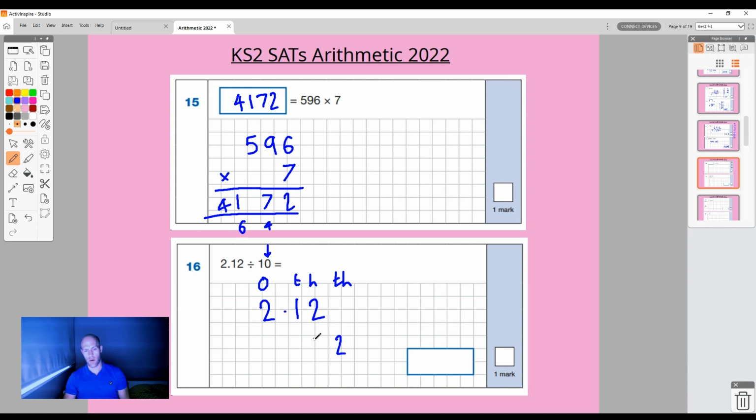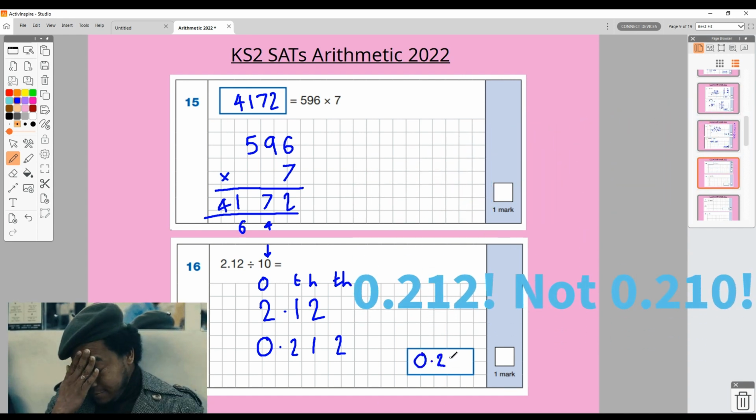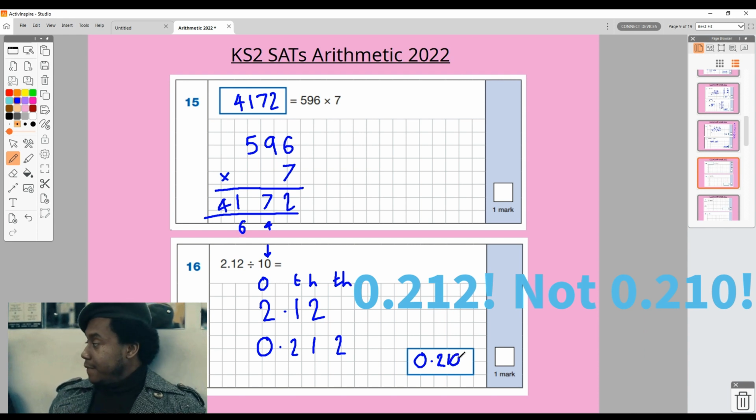2 thousandths, 100, 2 there. I'm going to have to put a 0 there because I've got nothing to put in there. So here we go, 0.212.